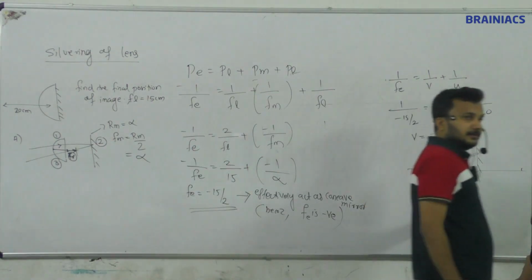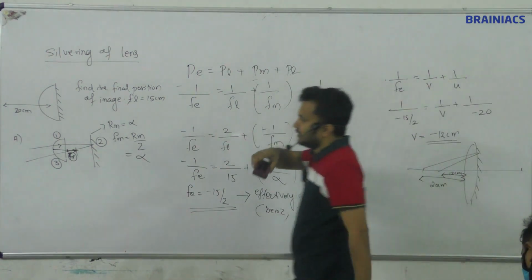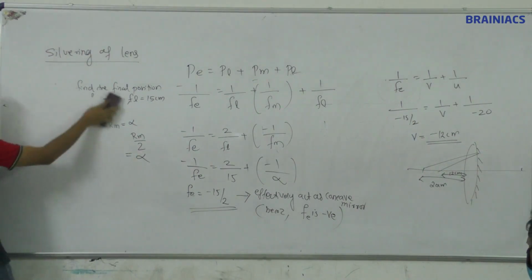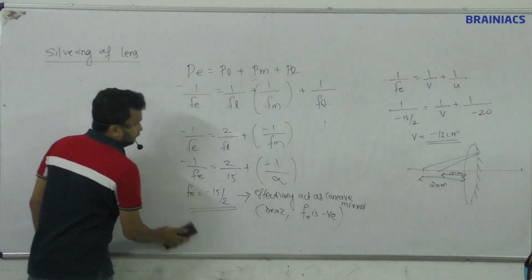So everybody understood now? Any doubt? Tell me. Clear? Okay. Then we'll go to the next question. What is the next question we have added there? I think it is a convex lens, right? Yes, we'll do that.